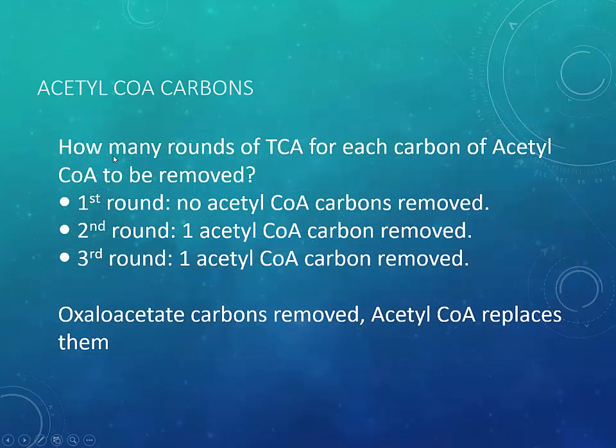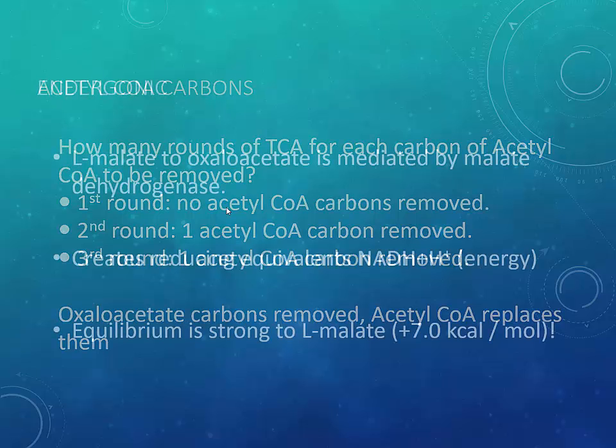This is a minimum. So how many rounds of TCA for each carbon of acetyl-CoA to be removed? On the first round, when we add the acetyl-CoA, you're not going to see any carbons from that acetyl-CoA removed. On the second round, you may see one of them removed. On the third round, you may see the second one removed. Now, that could be a little bit different because we know we have that symmetrical molecule. It's really hard to say, but these are minimums. These are when we would expect things to happen. In other words, for oxaloacetate, carbons are removed, then acetyl-CoA replaces those carbons.